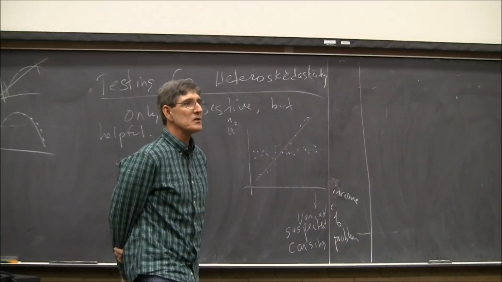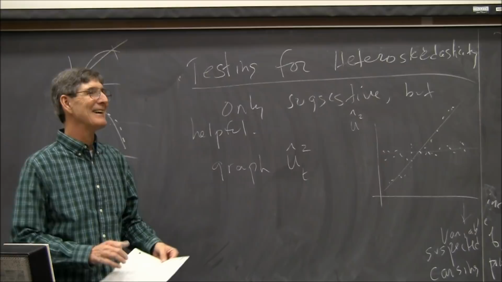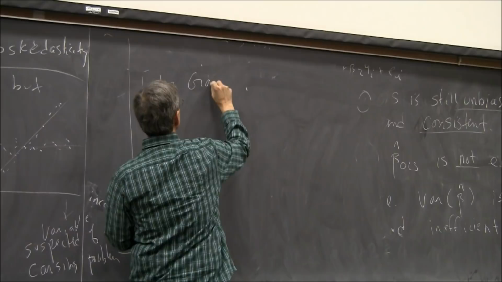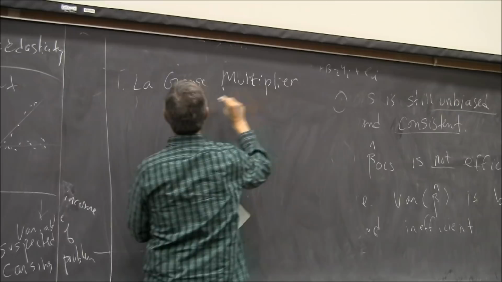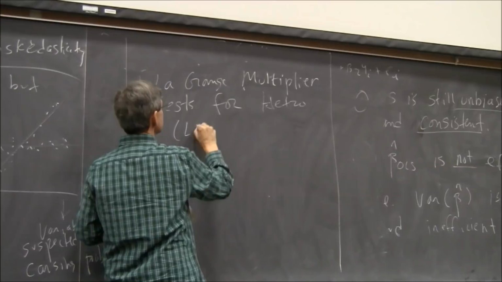So the simplest test is White's test. I won't tell you the conclusions yet. You're not ready for them. Let's just go through it. The first thing we're going to do is Lagrange multiplier tests for heteroscedasticity. You're not going to actually see any Lagrange multipliers, so don't worry about that. These are called LM tests.